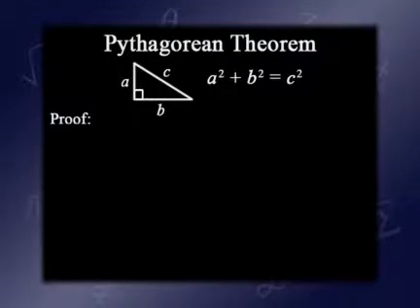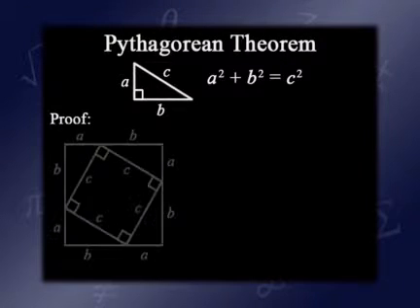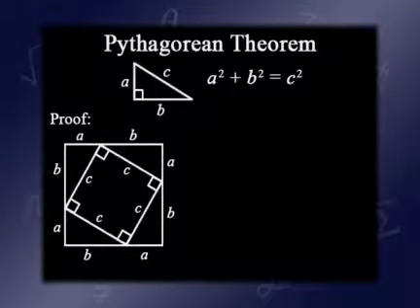It says that for any right triangle with side lengths A and B and hypotenuse length C, A squared plus B squared is equal to C squared. Okay? Let's see a proof of this. In fact, I'll show you a proof in a single picture.